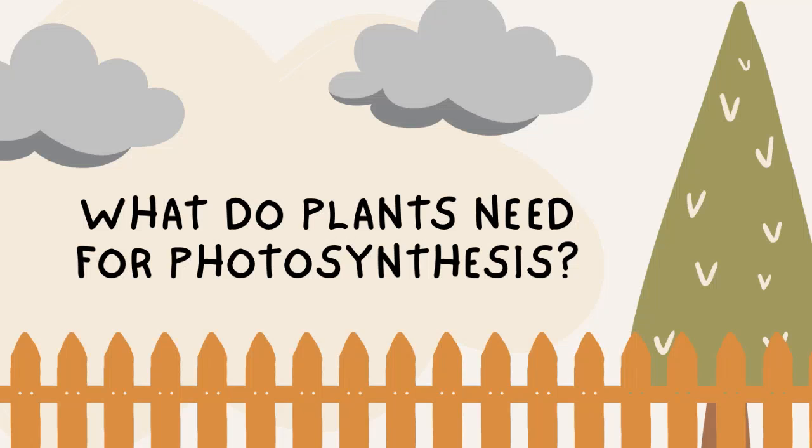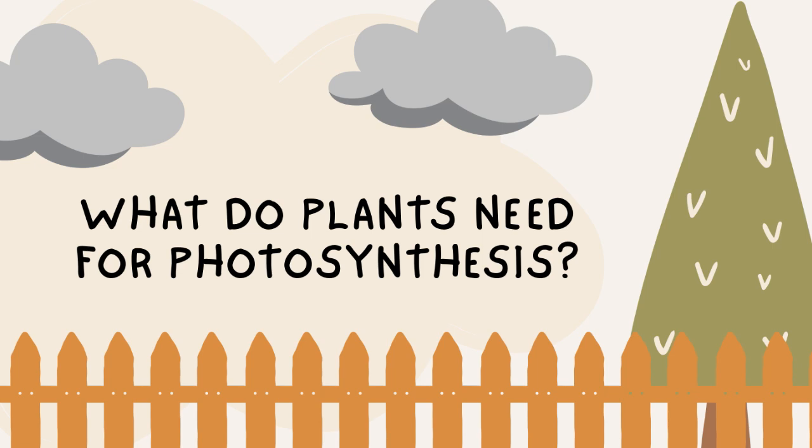So let's talk about what plants need for photosynthesis. This process is how plants make their own food, and it all starts with a few essential ingredients. First, they need sunlight, which provides the energy required to power the entire process. Without sunlight, photosynthesis just can't happen.